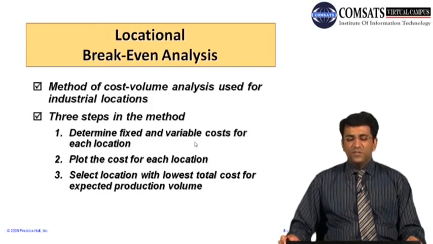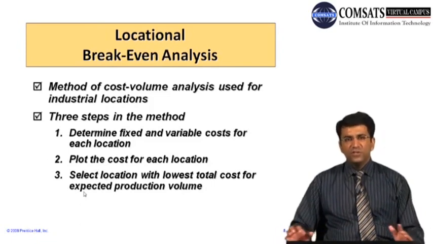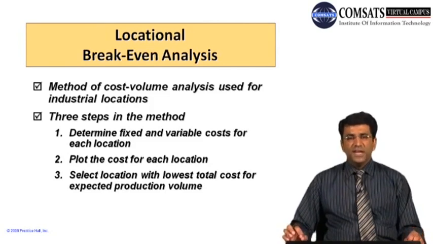First of all, we will have to determine the fixed and the variable cost for each location. Students, if we have different alternatives for the different locations, we will have to find out the fixed and variable cost with respect to that particular location. Then we can plot this cost for each location on a graph, and finally we can select the location with lowest total cost for expected production volume.